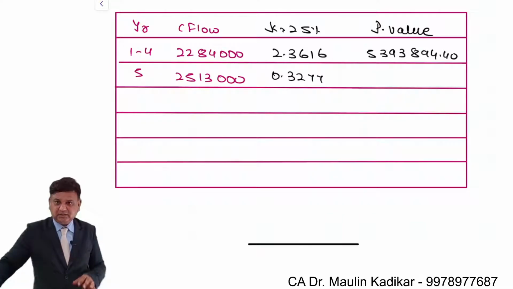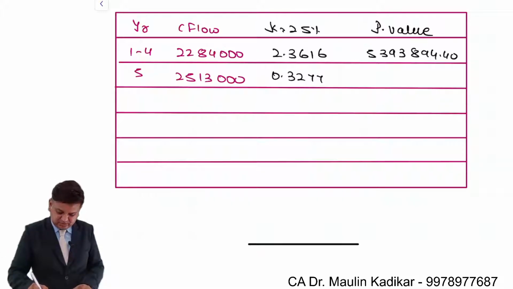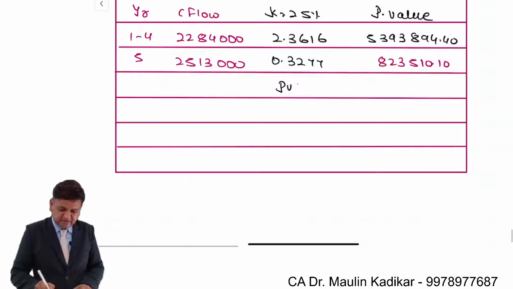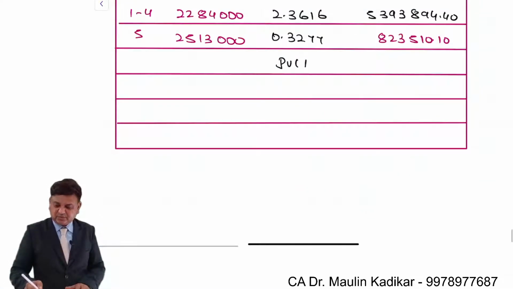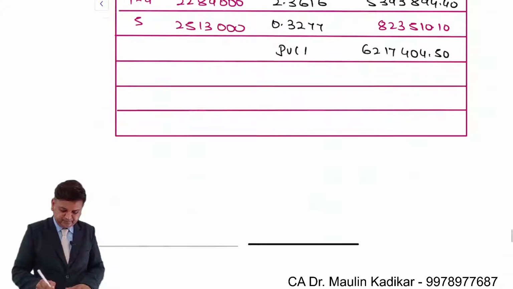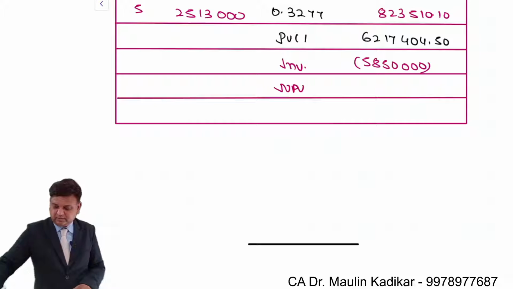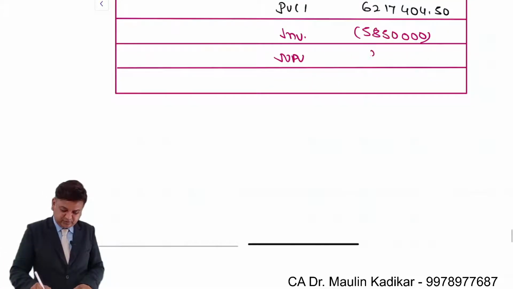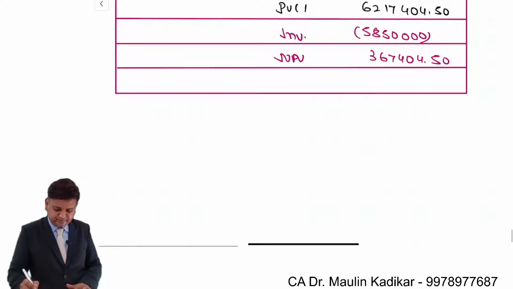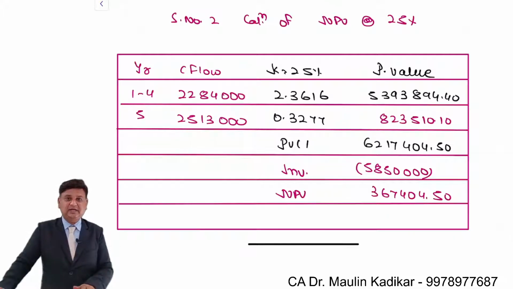So the 5th year it is 25,13,000 into 0.3277. So it is 8,23,510.10. That is the way the present value of the cash inflow is formed. That comes to 62,17,404.5. Amount of investment 58,50,000. NPV 3,67,404.5. This is the way the NPV is calculated, and now we will do interpolation.